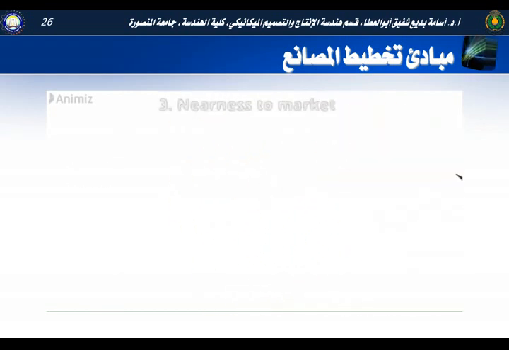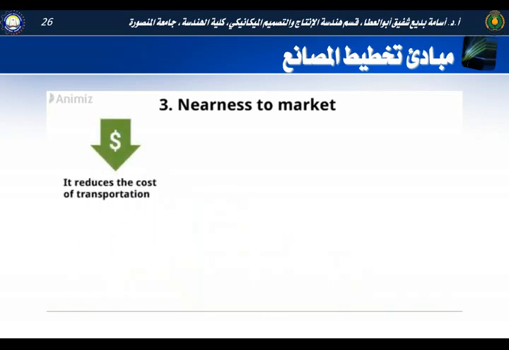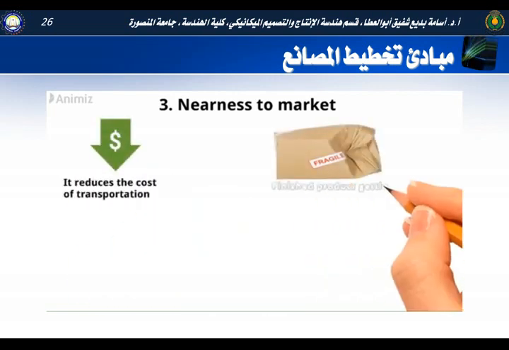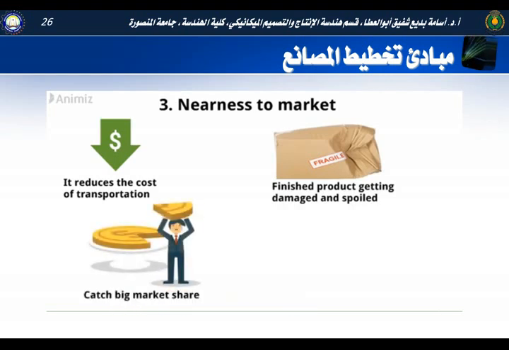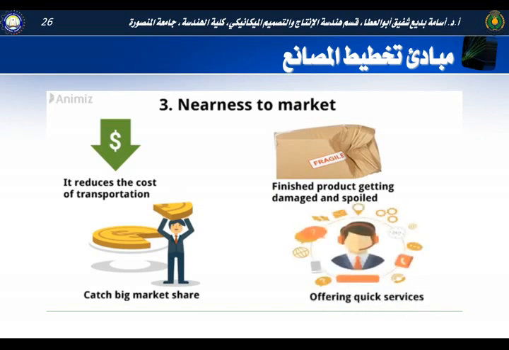3. Nearness to market. It reduces the cost of transportation as well as the chance of the finished product getting damaged and spoiled on the way. If the industry is nearer to the market, then it can catch a big market share by offering quick services.